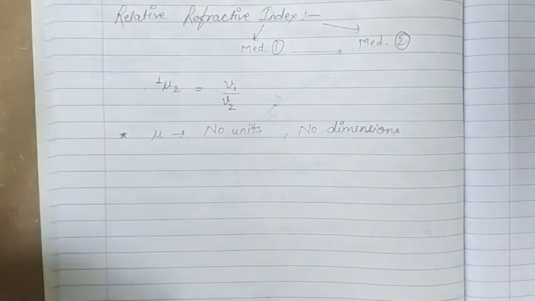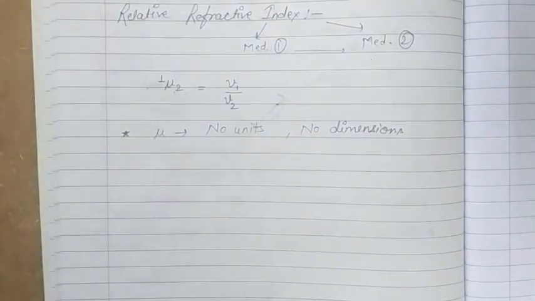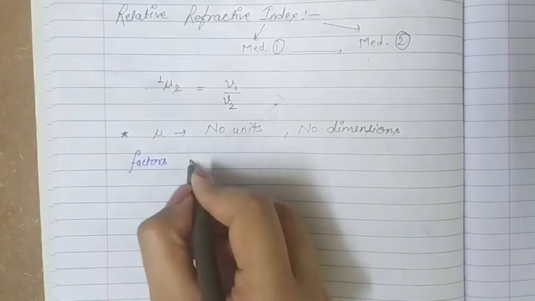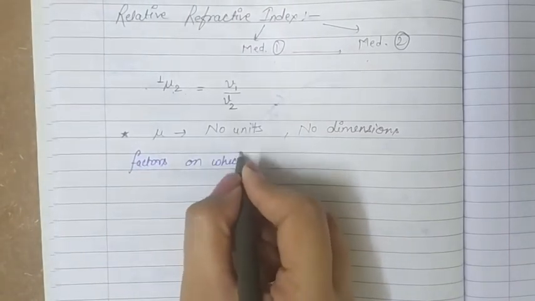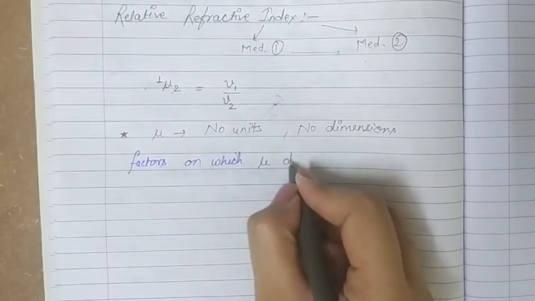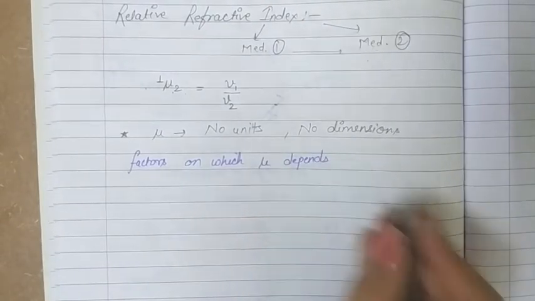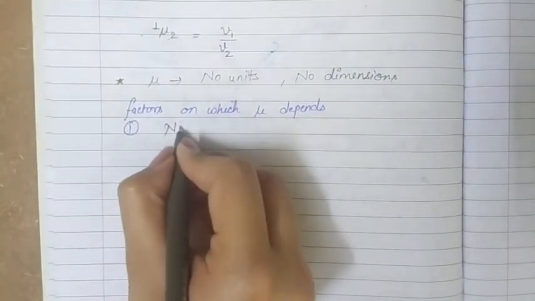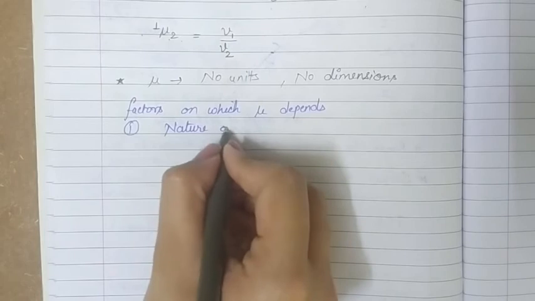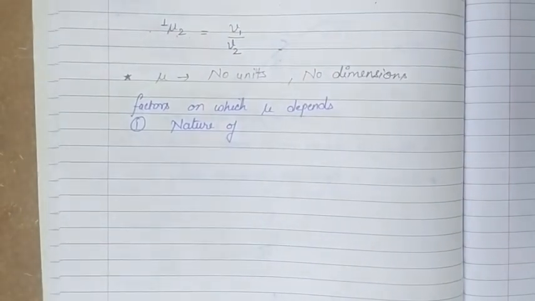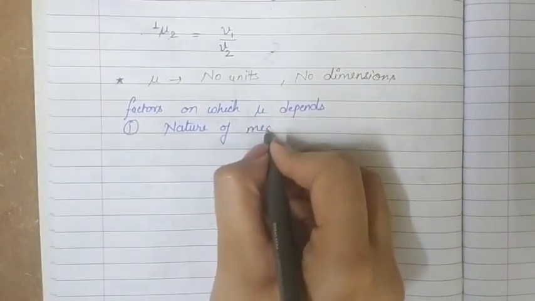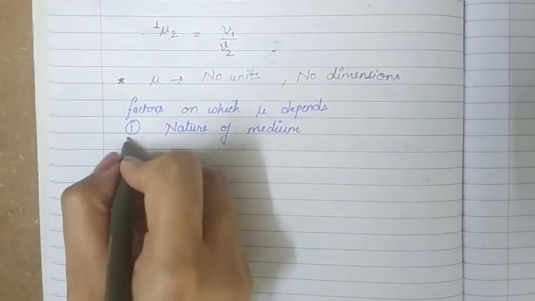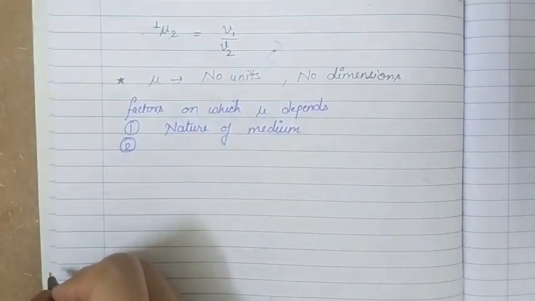Now the factors on which the refractive index of a medium depends are, first, the nature of the medium, because nature of the medium actually decides what will be the speed of light in that medium. So nature of medium is very important. If we change the medium, speed of light will change and refractive index will also change.